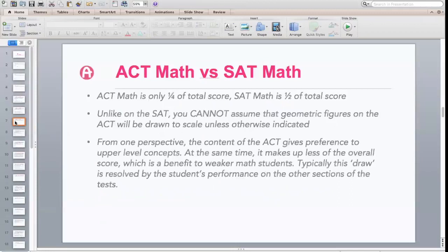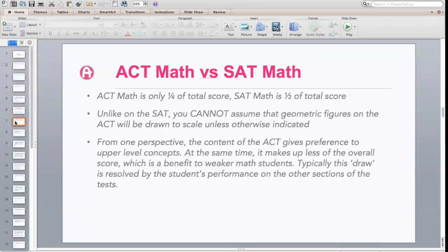Another important difference is that, unlike on the SAT, you can't assume that geometric figures on the ACT will be drawn to scale. In this case, they will say it explicitly. Now, there have been times where there is something that isn't drawn to scale, but again, if it says it's an acute angle and it looks acute, you can guesstimate and use those strategies, but it's less foolproof compared to its SAT counterpart.